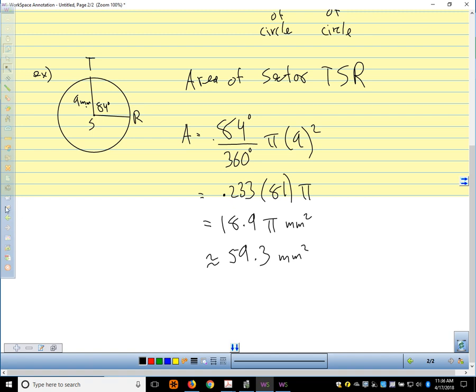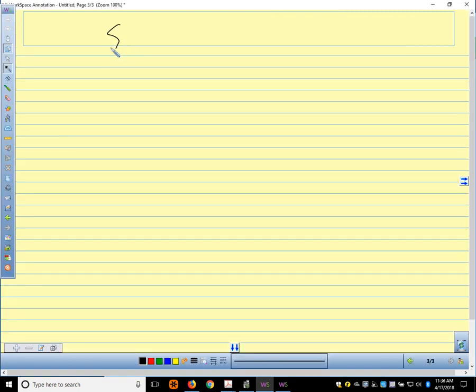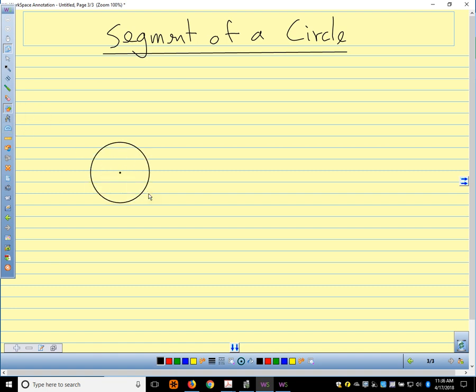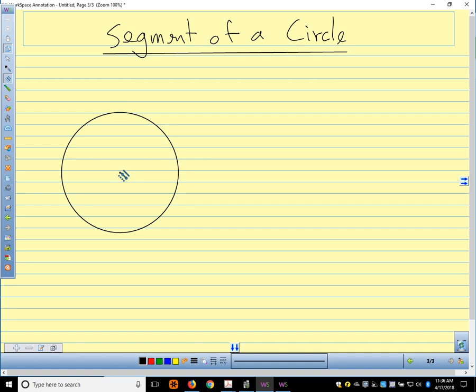Okay. Last thing we need to know is about segments of a circle. Well, we can think of a segment kind of like a piece of the crust of the pizza. So I'm going to cut out a sector, but then we're going to cut that off there. So I'm going to shade this in. This portion is a segment.